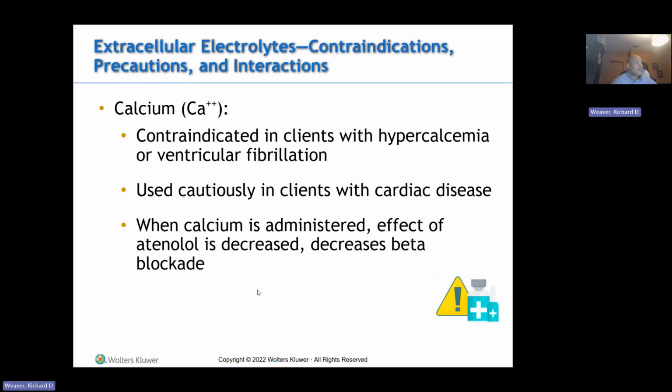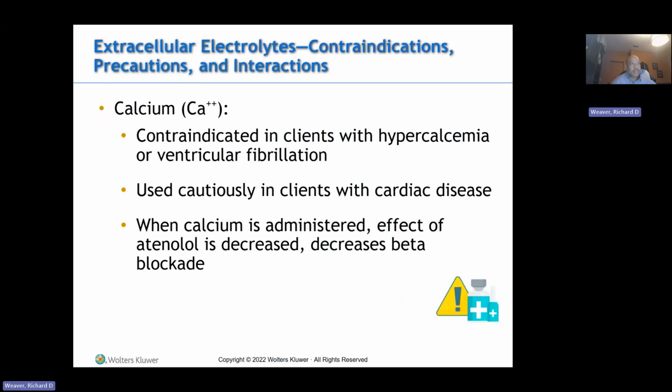All right, so calcium is also in the extracellular space, and as far as contraindications, precautions, and interactions, it is contraindicated in clients with hypercalcemia or ventricular fibrillation. That's when the ventricles are just quivering. They're not really doing much. Moving at probably about 600 beats per minute, which is a lot. That means you don't have a good cardiac output.